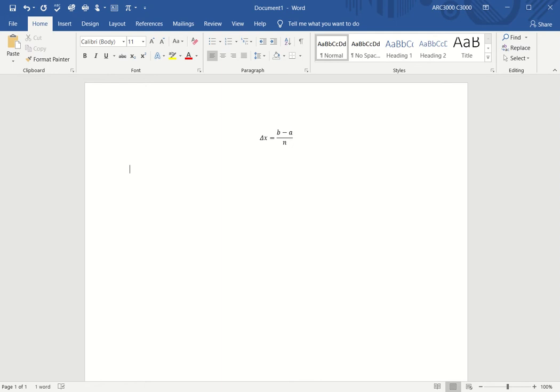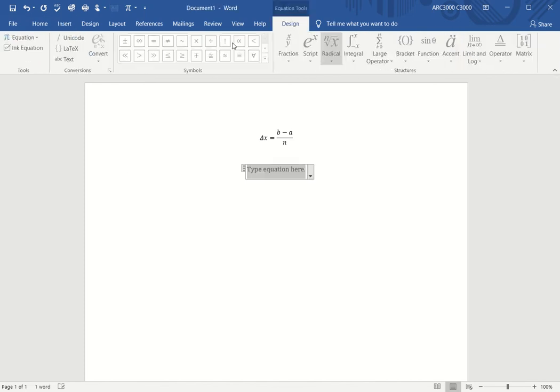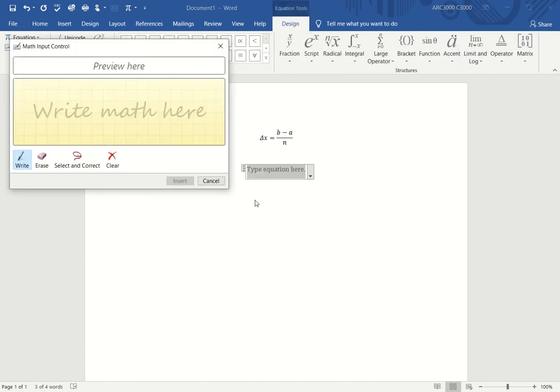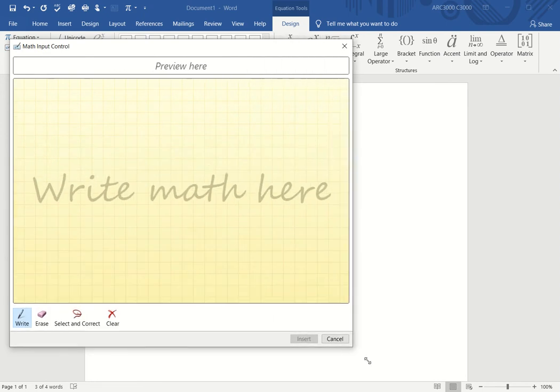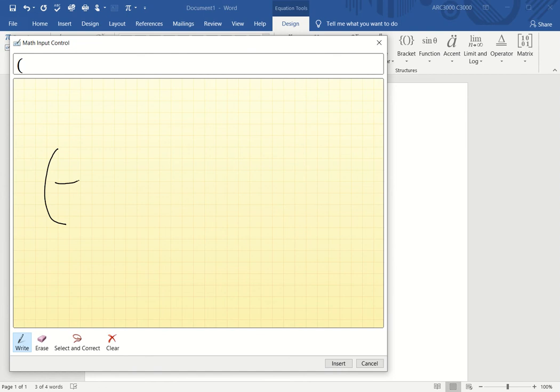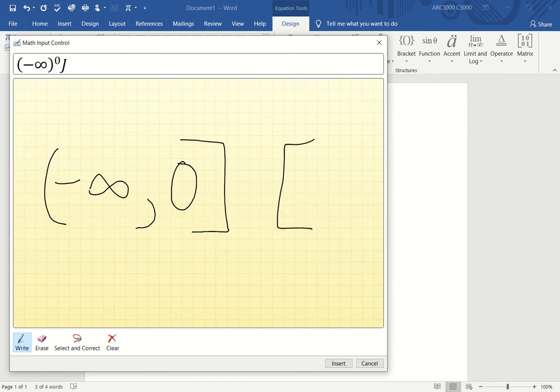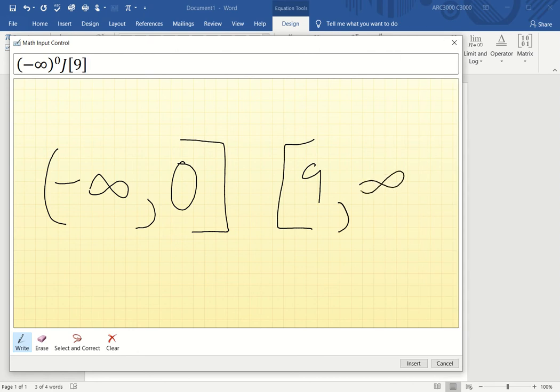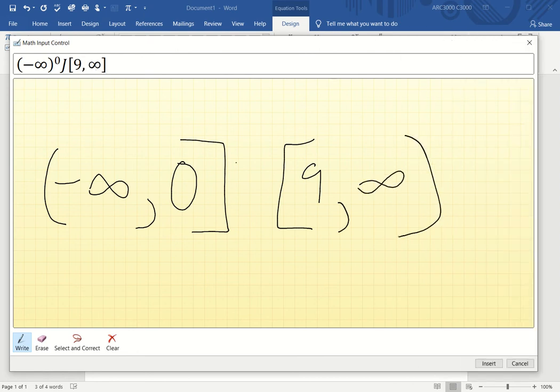You can also create domain and range equations because you can use different brackets. For an example of that, to make this larger, we have negative infinity, comma, 0, a square bracket, 9, comma, infinity. There we go. And there's a U.